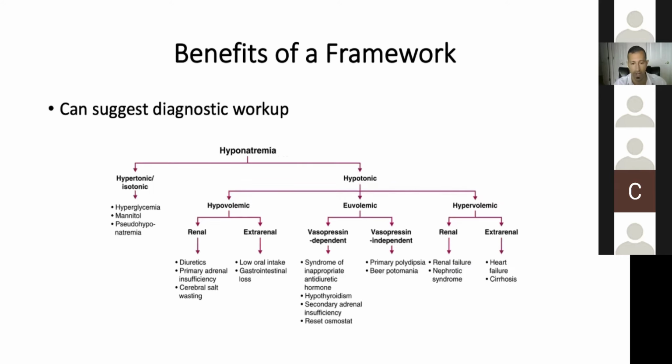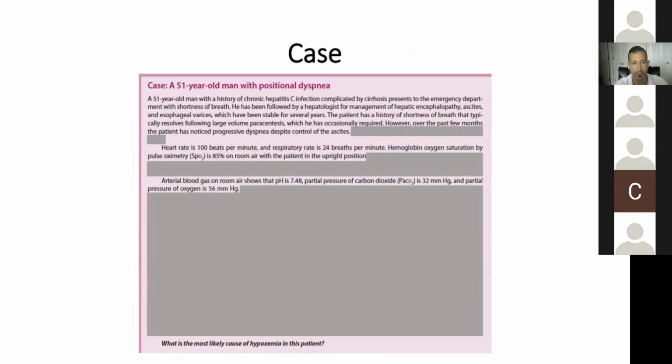Here is the framework for hyponatremia. Same thing, if we look at the hypotonic arm, this subdivides by volume status: hypovolemic, euvolemic, hypervolemic. And if I'm approaching a patient with hyponatremia and I have this framework in mind, it automatically tells me that I need to pay close attention to volume status when I'm examining this patient. So those are the two big benefits of the framework system. It will help you remember the differential diagnosis, and it will help you potentially on a diagnostic pursuit.